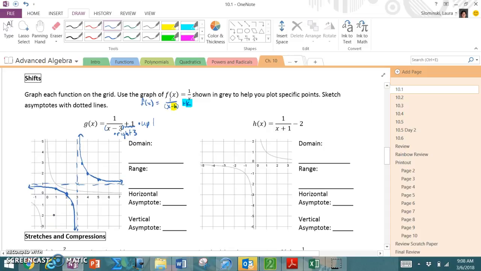Now when I go to write my domain, remember the vertical asymptote affects the domain. The vertical asymptote is now at x equals 3. So you can see that it still goes to -infinity, but now it gets to that line at 3, but it's not included. So we'll see the union with, and then it starts right after 3 and goes to infinity.